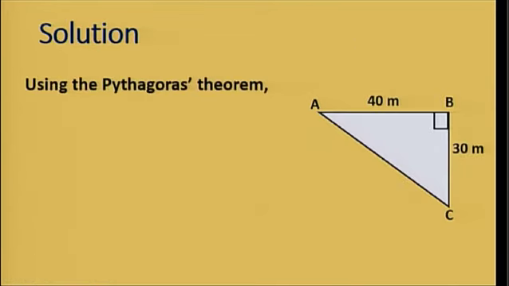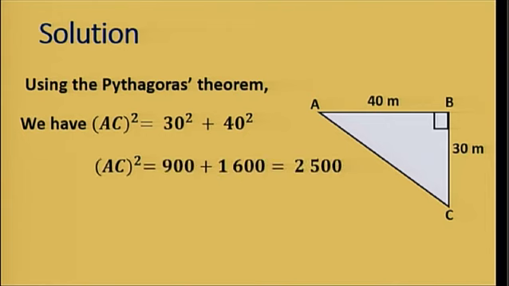So using the Pythagoras theorem, I'm going to have AC, that is the longest side, the hypotenuse, squared equal to 30 squared plus 40 squared, which gives me 900 plus 1600. So AC squared is equal to 2500 meters squared. Now to find AC, I take the square root, and this gives me 50 meters. So the length of AC is 50 meters.